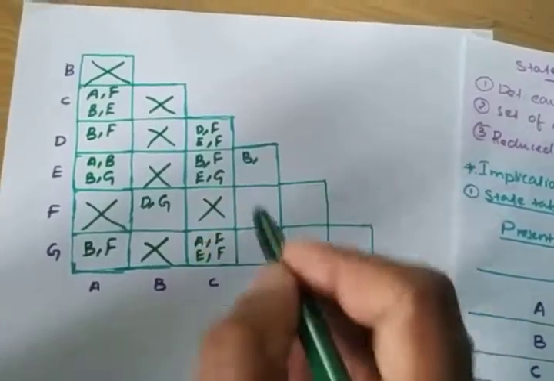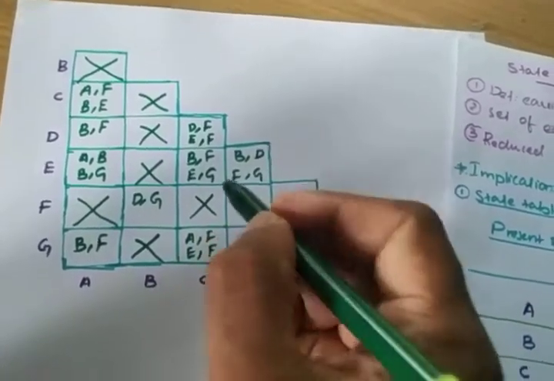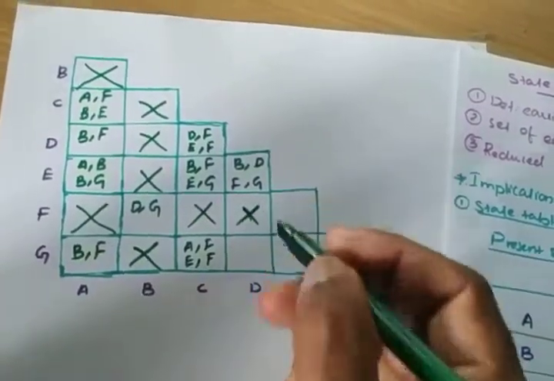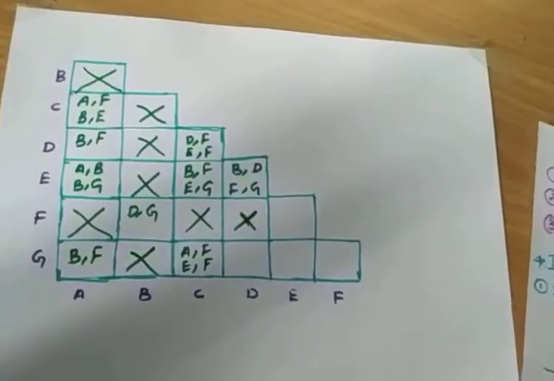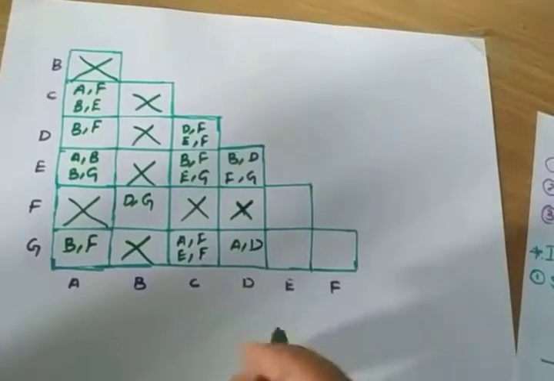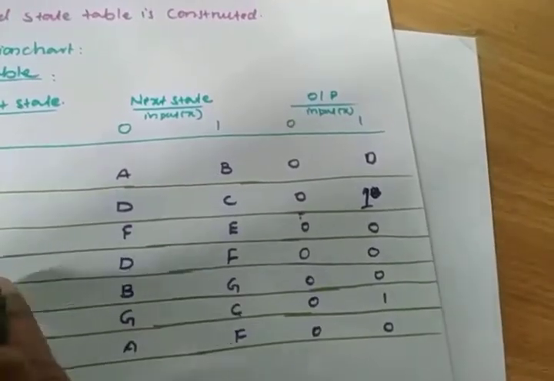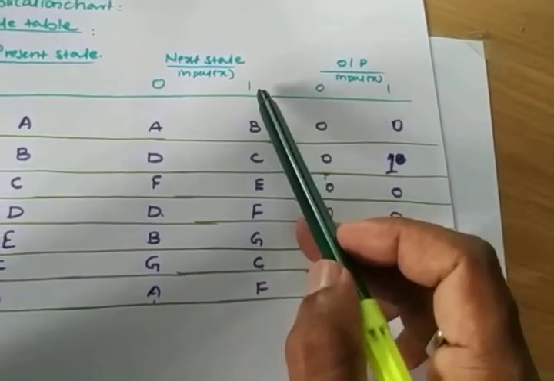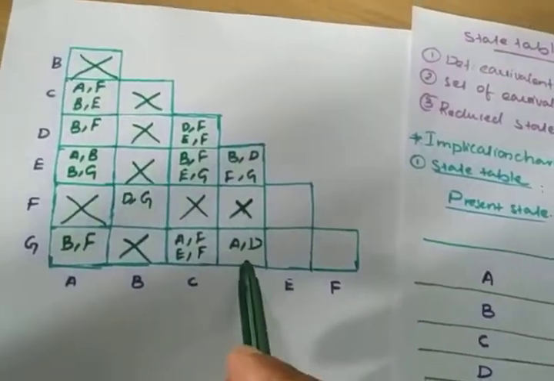DF, outputs are not equal, so I put a cross mark. Why? Because D is 0 0, F is 0 1, outputs are not equal. Like that you fill up the entire table. So DG, why am I thinking like this? DG means 0 0 and 0 0, and for 0 input D goes to D only, for 1 input it goes to A, so A comma D, one combination. For 1 input it is FF only, the same combination, so no need to write. So that's why I am writing AD.